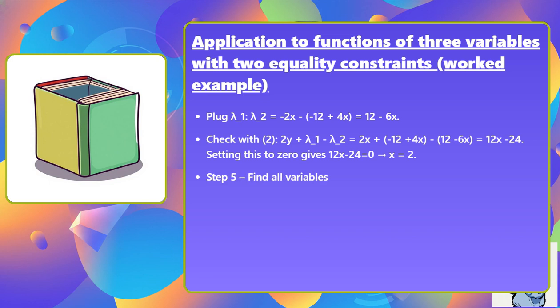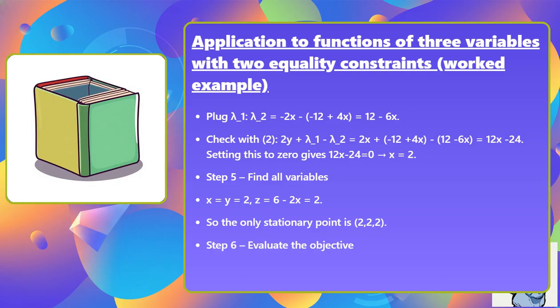Step 5. Find all variables. x equals y equals 2. z equals 6 minus 2x, which is 2. So the only stationary point is the point (2, 2, 2). Step 6. Evaluate the objective. f(2, 2, 2) equals 2 squared plus 2 squared plus 2 squared, which is 12.